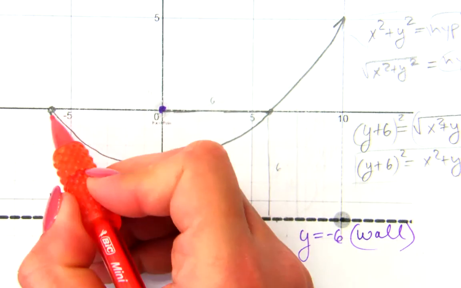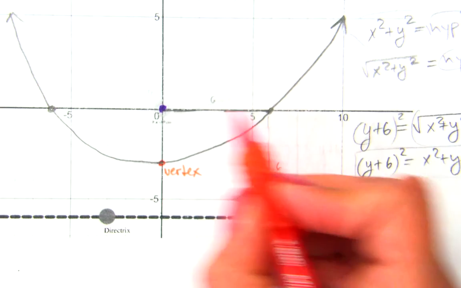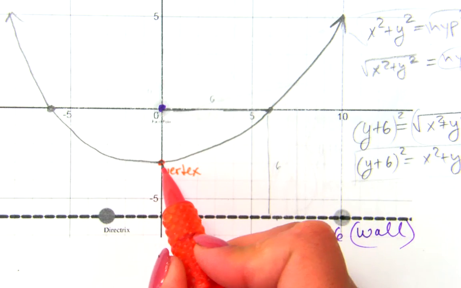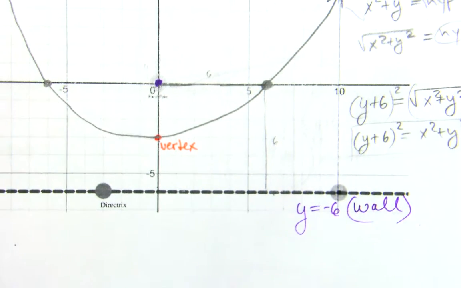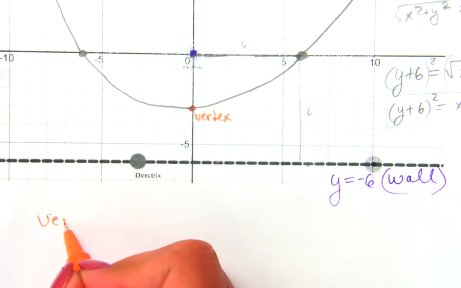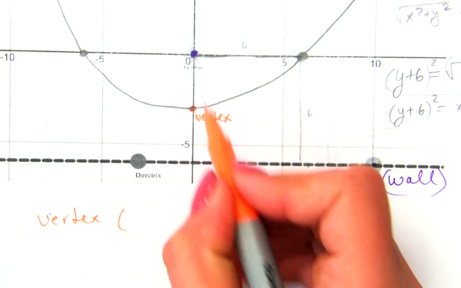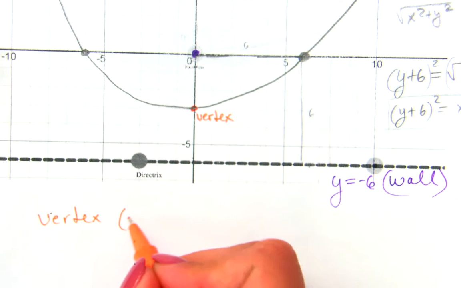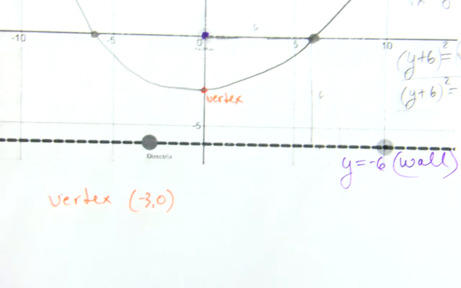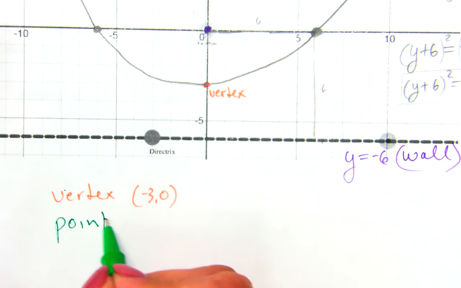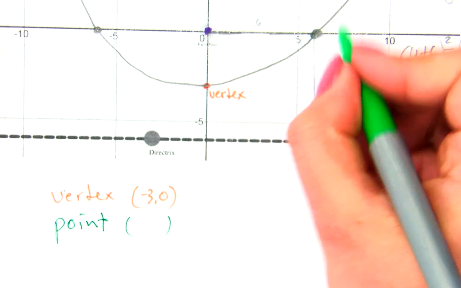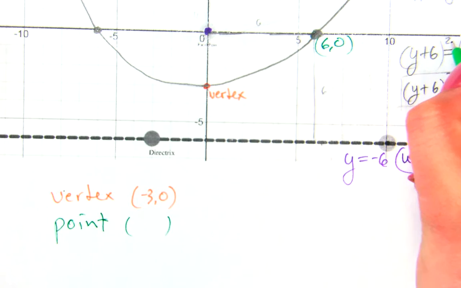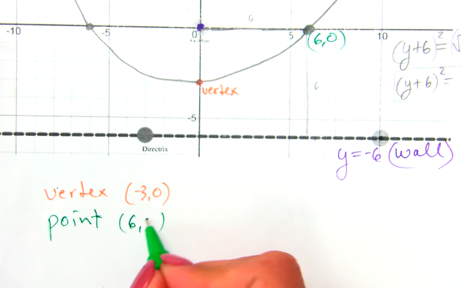Okay, now we're going to use the vertex and the second point that we found to write an equation. Our vertex is at -3, comma 0, and this new point that we found, and I'm going to use the positive of this one, is at 6, comma 0, because it's still on the x-axis. All right, 6, comma 0.